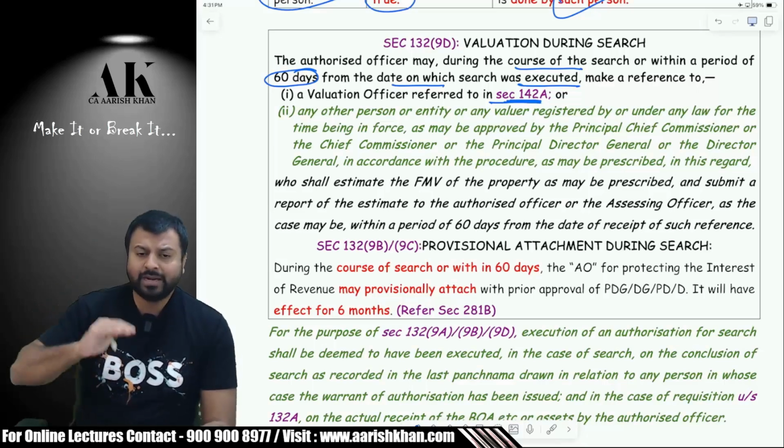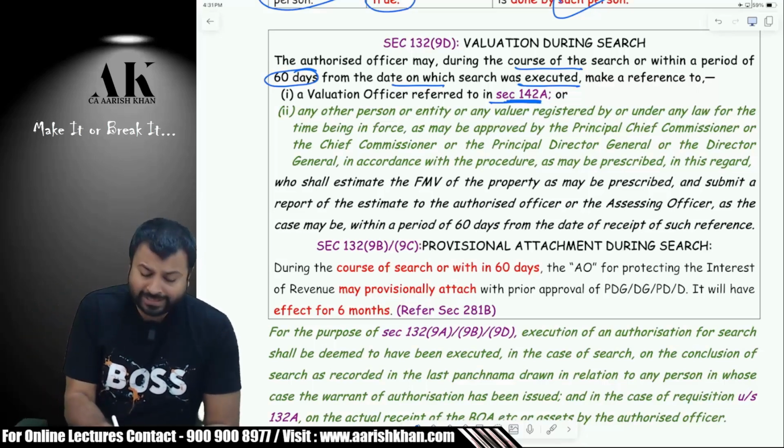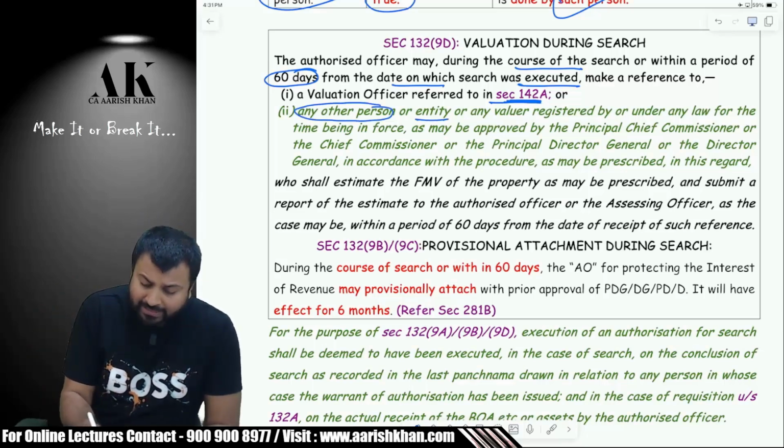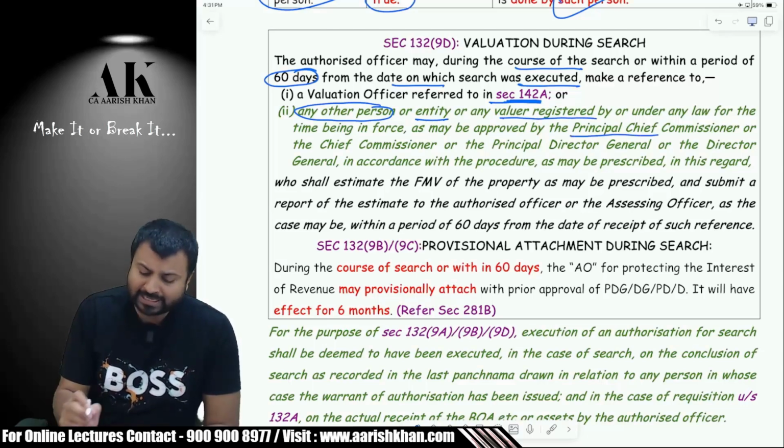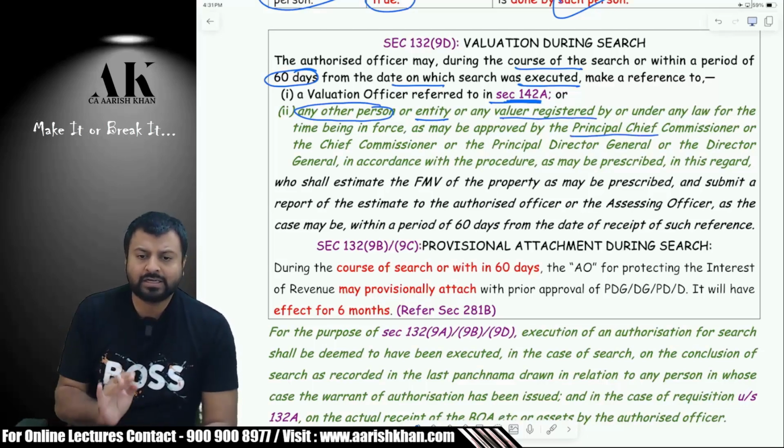Or the government has made one more point in Finance Act 2023: they can take the help of any other person, entity or any registered valuer under any law which the central government may prescribe and which will be approved by Principal Director General, Principal Chief Commissioner and Director General.